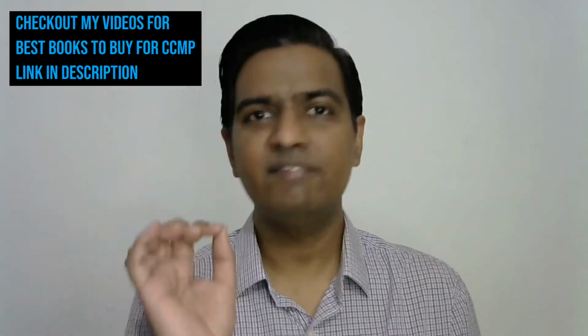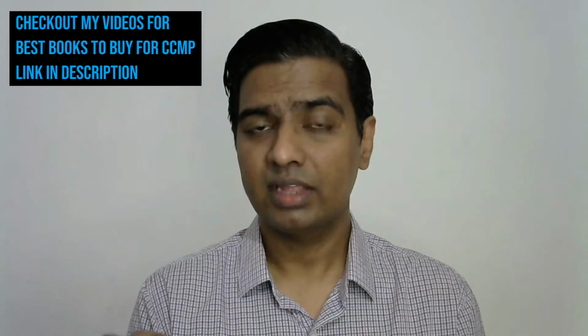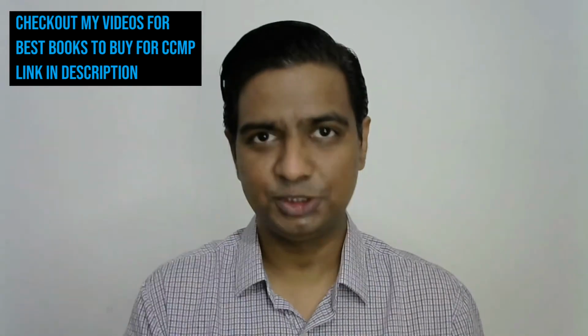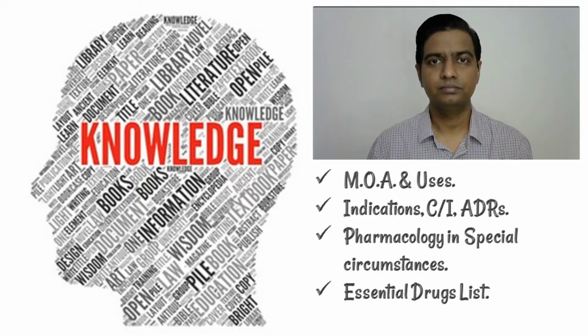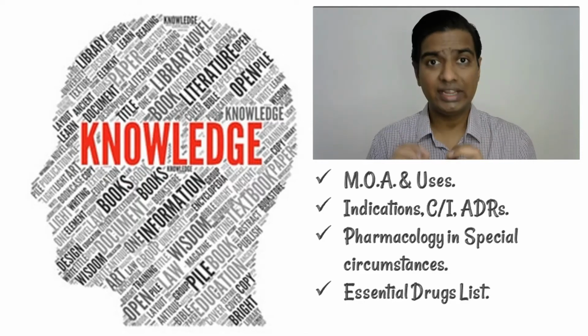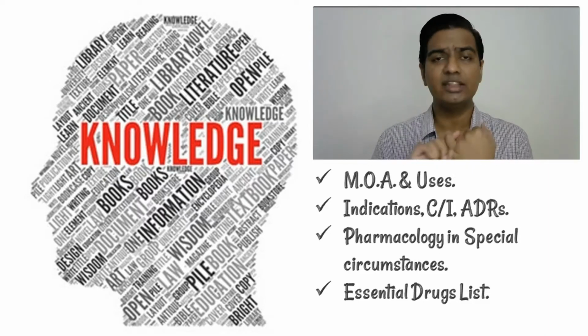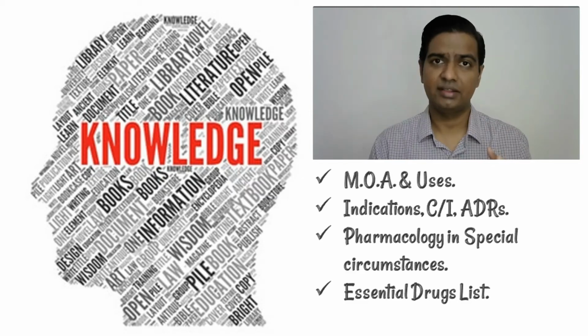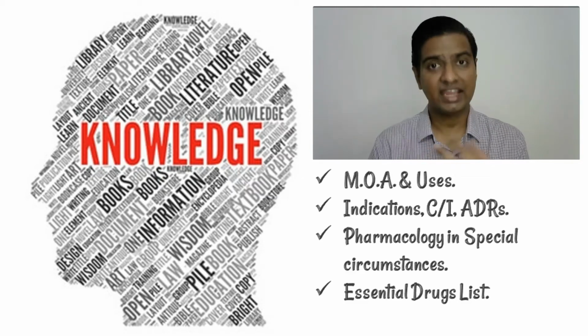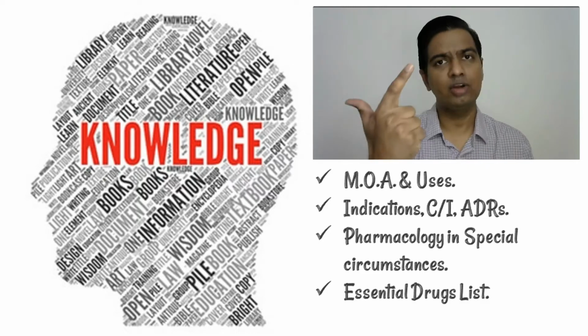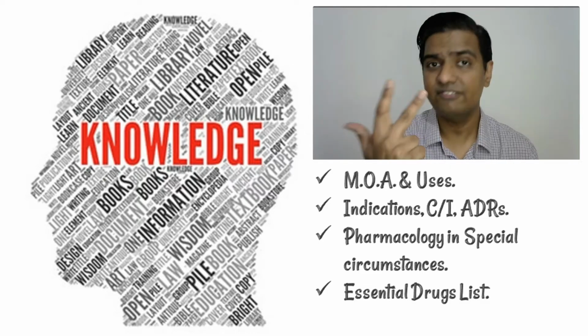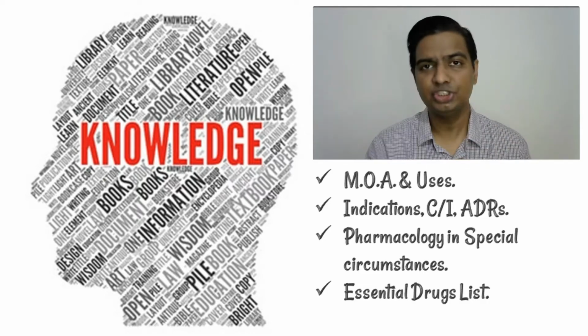The Maharashtra University of Health Sciences expects the CCMP practitioners to have the following knowledge base and the following set of skills. As far as knowledge is concerned, the university expects you to have the following knowledge so that you can practice pharmacology in a better manner. First, you need to know the mechanism of action and the uses of all the drugs given in our standard textbook. Second, you need to know the indications, the contraindications and the adverse effects or adverse drug reactions of these medicines.